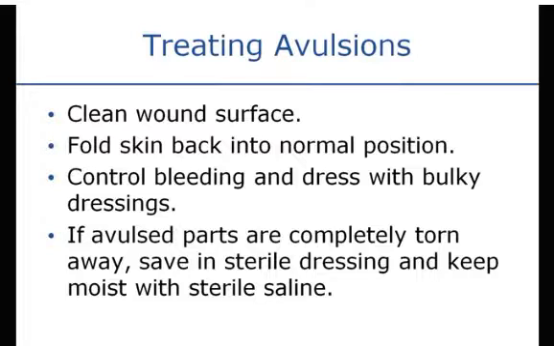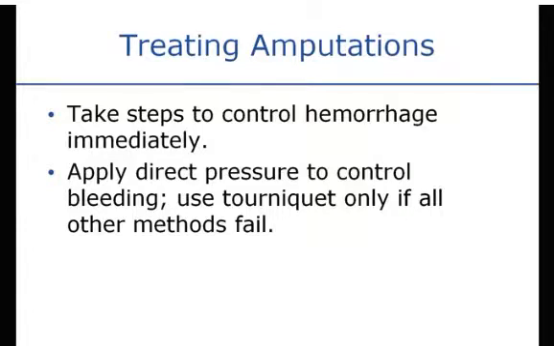If you've got an avulsion, which is a flap of skin, you want to clean the wound surface, fold the skin back into its normal position, control bleeding with direct fingertip pressure, and then apply a bulky dressing. If the avulsed part is completely torn off, if you can find it, save it in a sterile dressing and keep it moist with sterile saline and cool with a cold pack if that's all you have, and that will salvage that tissue that may be able to be sewn back on.